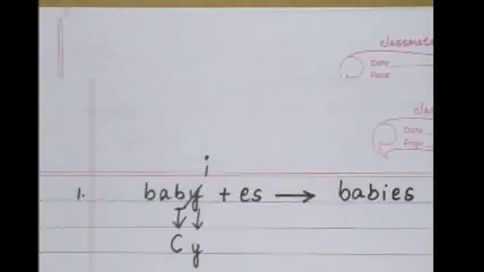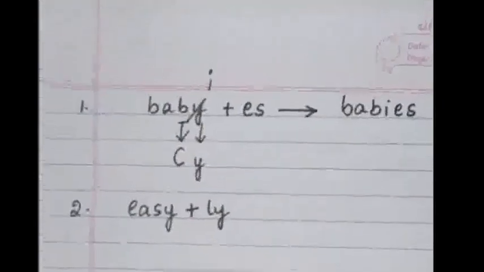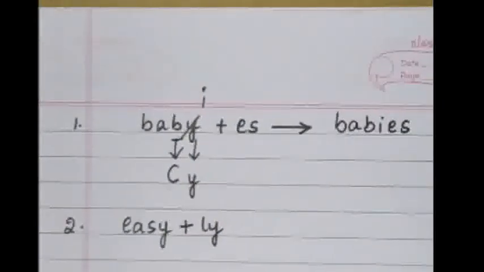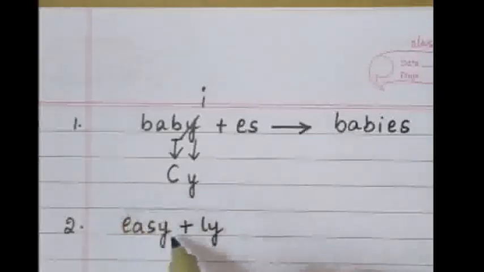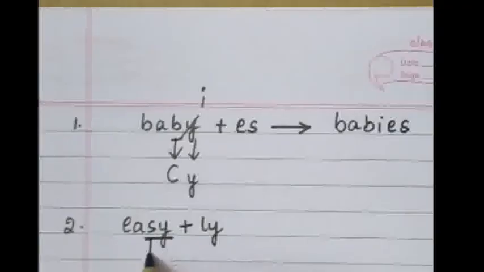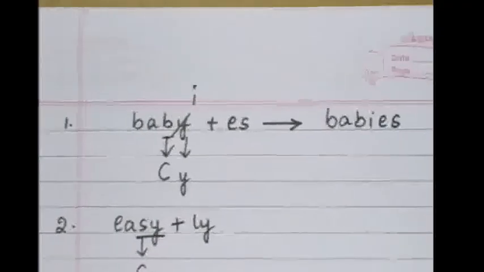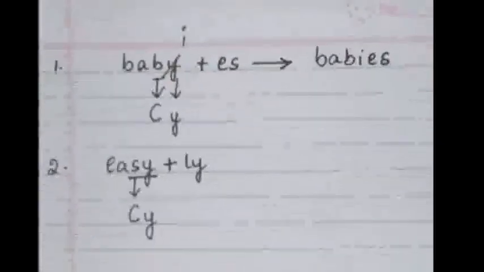So let's look at another example. Say the adjective easy. This work is very easy. Suppose I want to change it to the adverb form easily. So let's see, the word easy ends with a Y and I am adding a suffix to it. Let's see if this rule applies. Does the word easy end with a consonant Y? S is a consonant and it ends with a Y. So definitely yes, the word easy ends with a consonant followed by a Y.